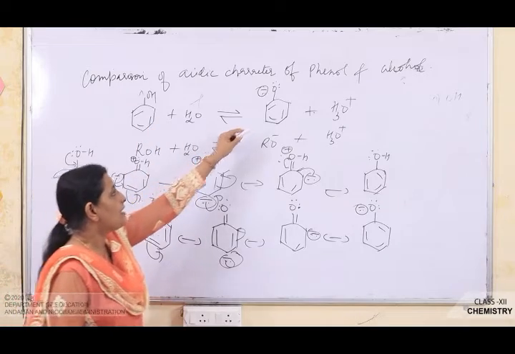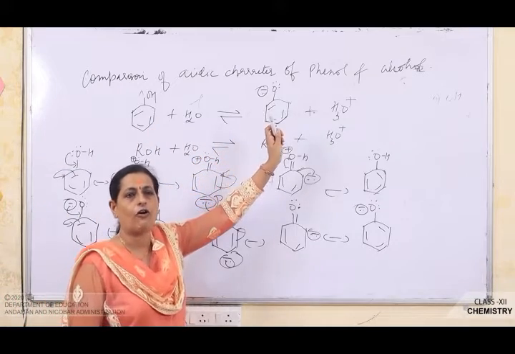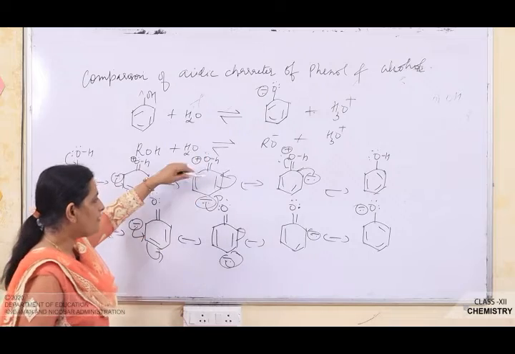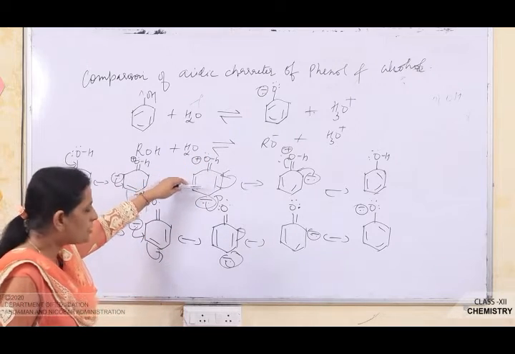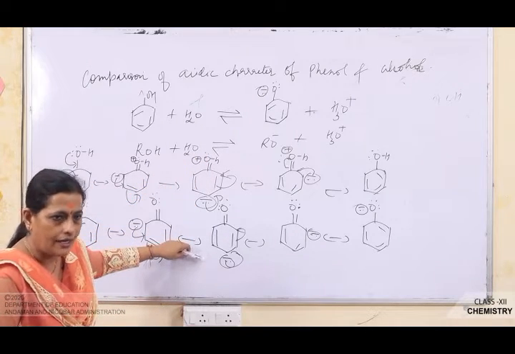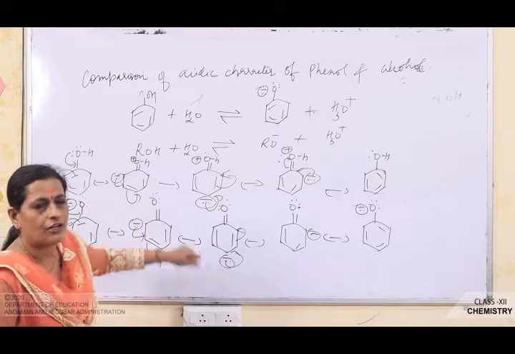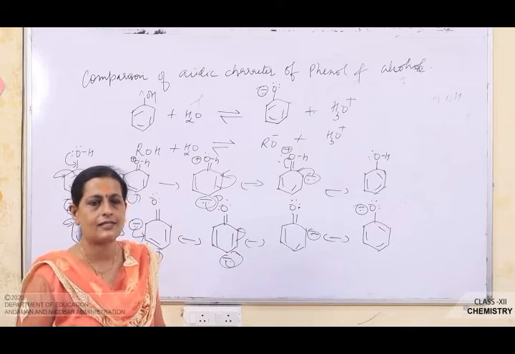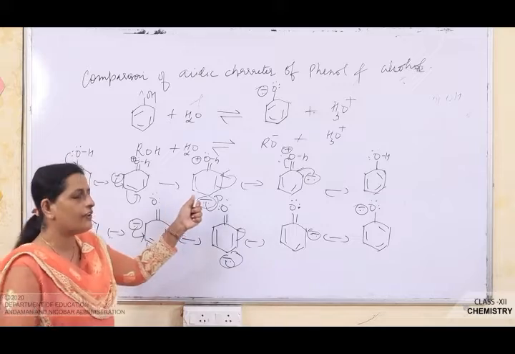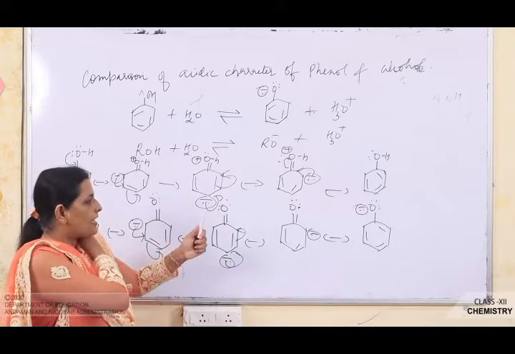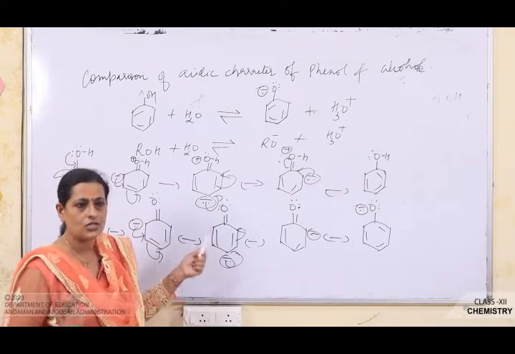Then when we see phenoxide ion, it can also involve in what? Resonance. So, when we compare the resonance structure of phenol and phenoxide ion, the resonance structure of phenoxide ion is more resonance stabilized than phenol. Why? Because in phenol there is charge separation. In case of phenoxide ion, there is no charge separation.